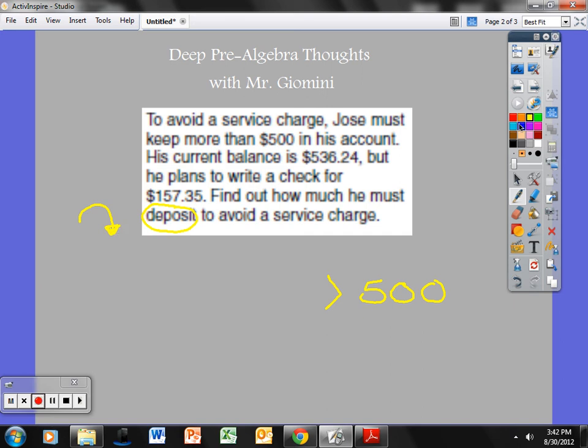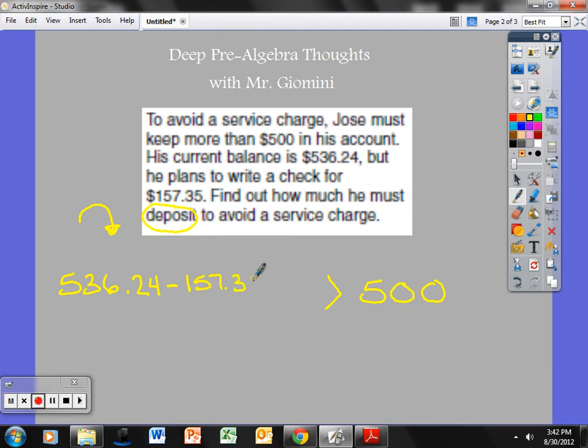So, thinking about my other side of the inequality here. I know currently he has $536. I know pretty soon here he's going to write a check for $157.35. So that is going to be taking away money from his account, from his current balance. Let's see if I have enough room here.